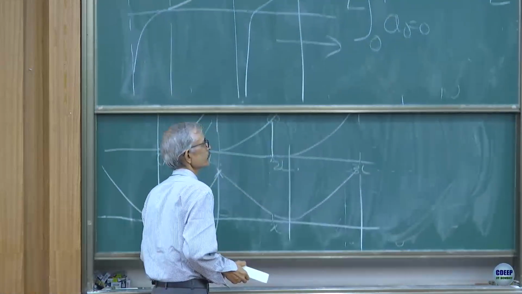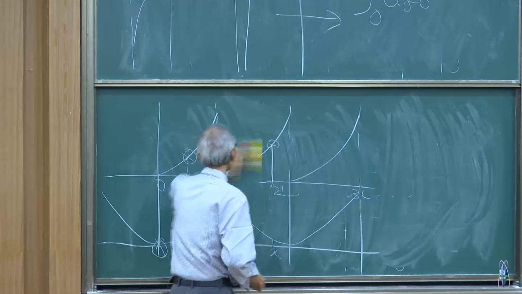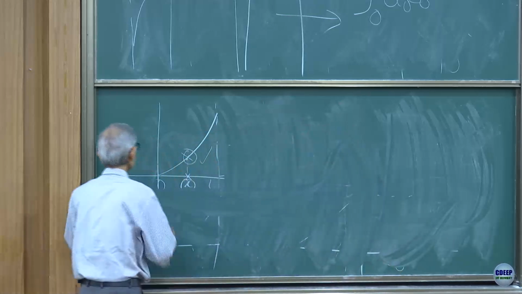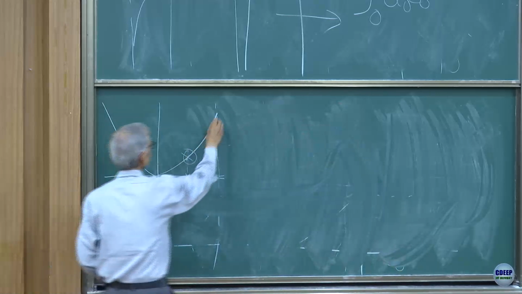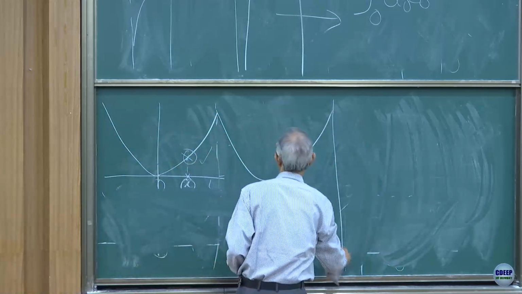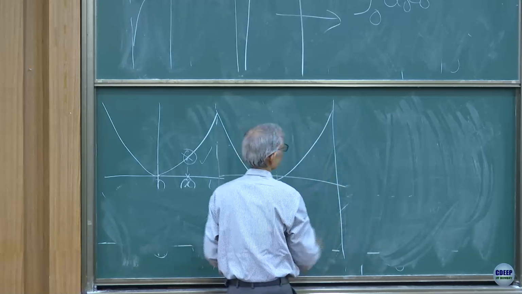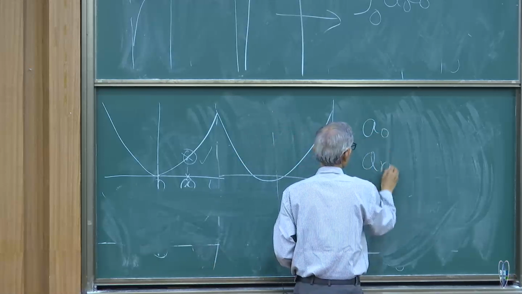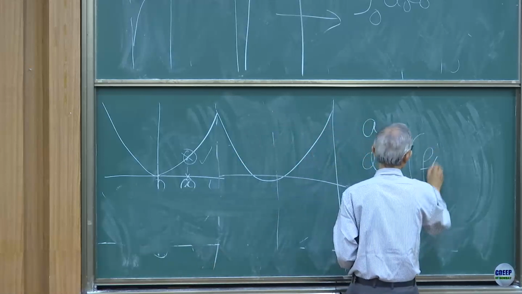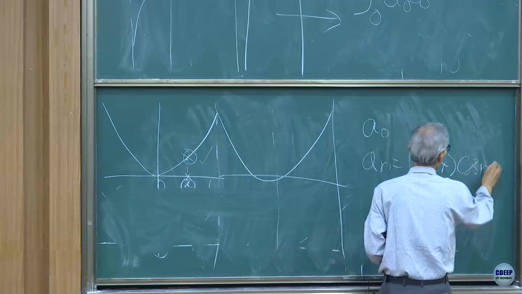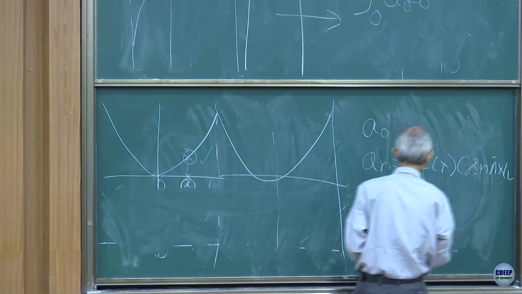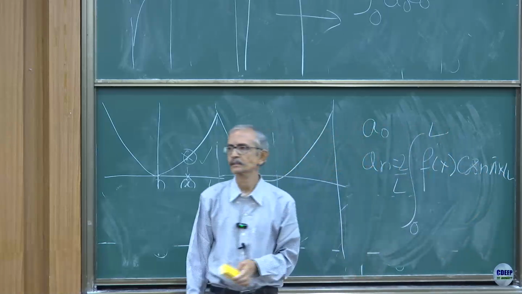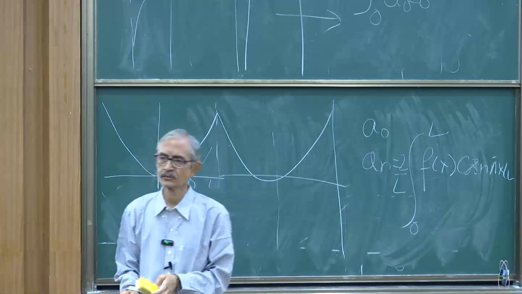Now for the purple guys, we are saying that we are going to assume that this is the coupon that repeats itself. And now only my a naught and a_n will survive. This is f(x) cos n pi x by L, 2 by L, 0 to L. So this is something we have already seen so far.